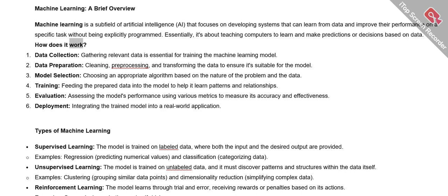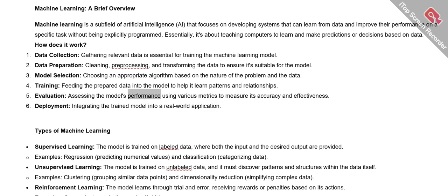How does it work? Data collection: gathering relevant data is essential for training the machine learning model. Data preparation: cleaning, pre-processing, and transforming the data to ensure it's suitable for the model. Model selection: choosing an appropriate algorithm based on the nature of the problem and the data. Training: feeding the prepared data into the model to help it learn patterns and relationships.